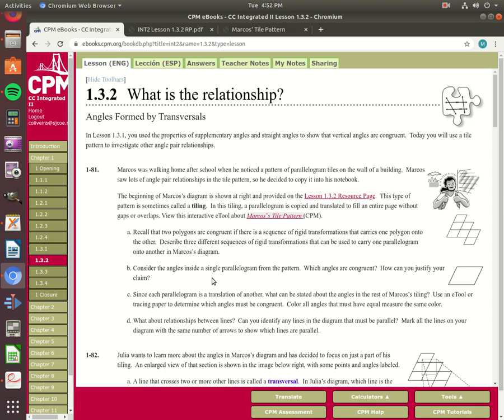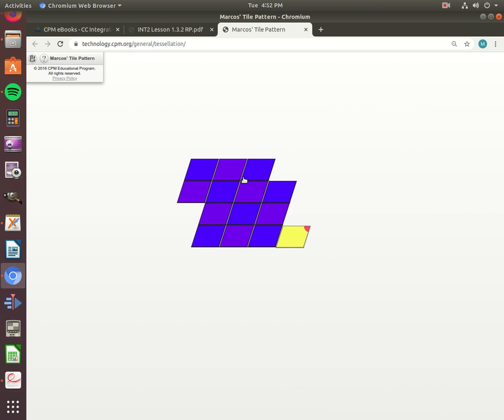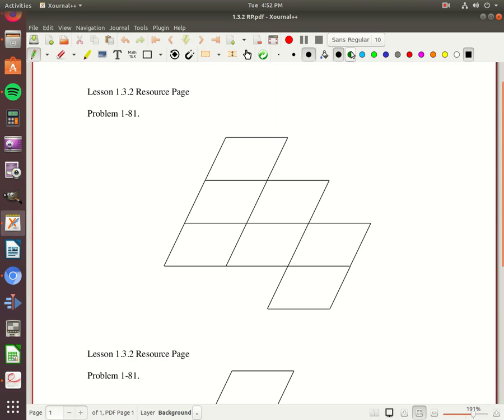It says, consider the angles inside a single parallelogram from the pattern. Which angles are congruent? How can you justify your claim? Well, hopefully we know that if we look here, this angle and this angle are going to be the same, because these are vertical angles, so they have to be the same. And these angles will be the same because they're also vertical angles. So really what that's saying is this. I'll use different colors here. But these angles are vertical angles, right? Actually, I used a poor example. I should have chosen something more in the middle.